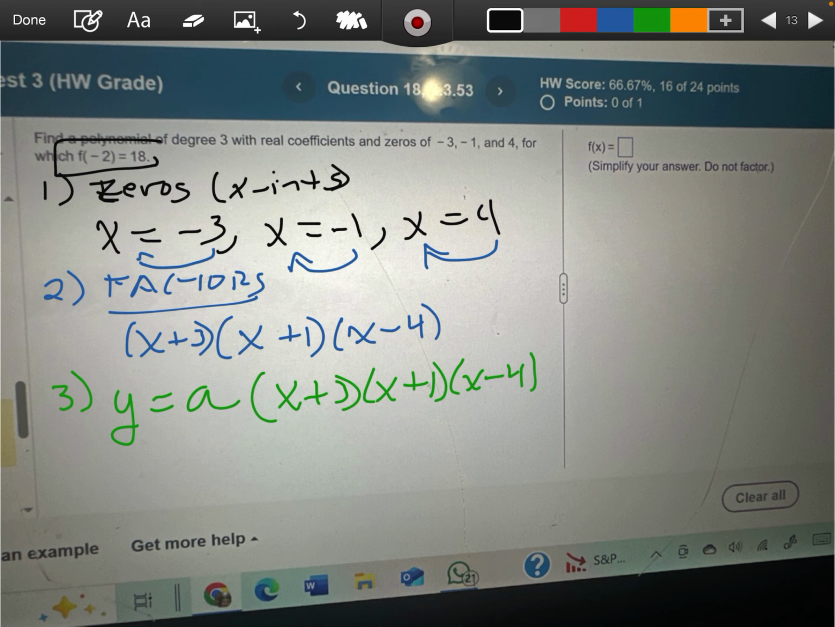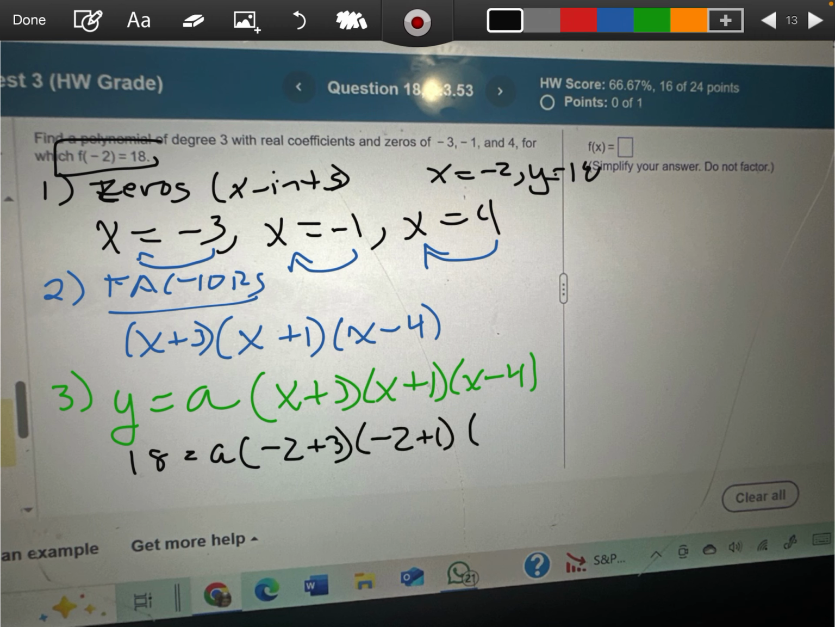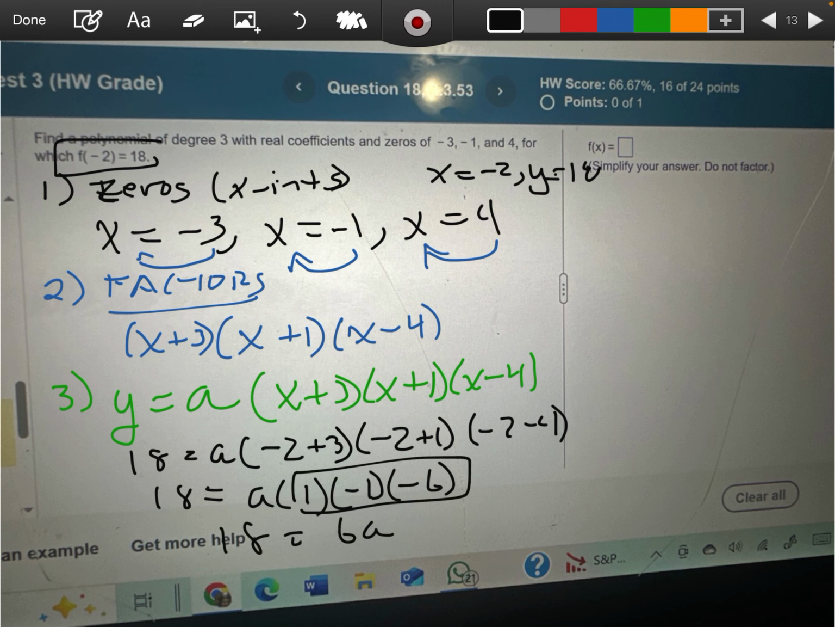Now, we're going to use this little piece of info. That little piece of information, y'all, tells me that when x is -2, the y is 18. Okay? So 18 equals a times (-2 plus 3)(-2 plus 1)(-2 minus 4). Okay? Let's see, -2 plus 3, 1, -2 plus 1, -1, -2 minus 4, -6. So 18, if we multiply these guys, y'all, that's a 6a.